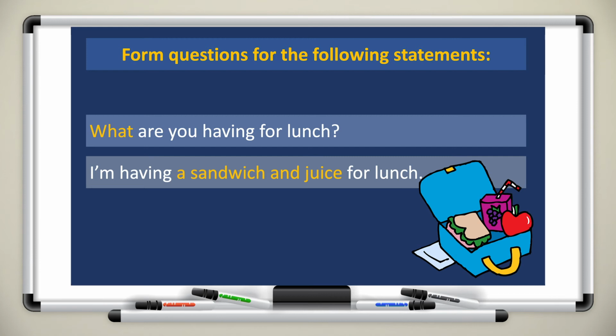The question will be, what are you having for lunch? Now, a sandwich and juice are things. So I said, what? And the verb here is in the present continuous, I am having. So the question should be in the present continuous as well. So, what are you having for lunch? I'm having a sandwich and juice for lunch.